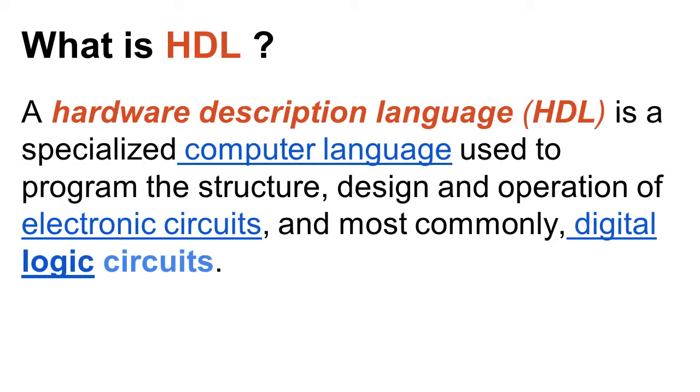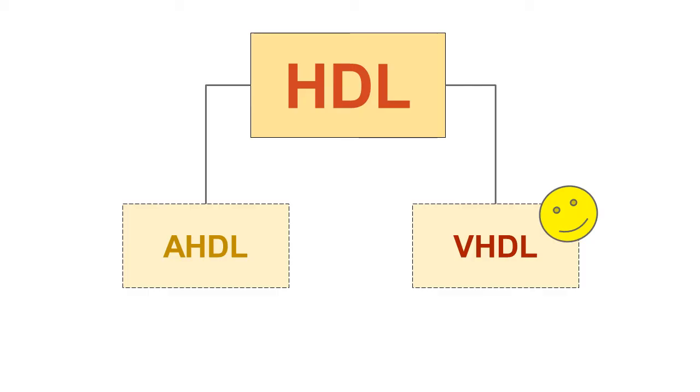Now that we have understood how the logic circuits work, let's move to HDL. A hardware description language, or HDL, is a specialized computer language used to program the structure, design, and operation of electronic circuits, and most commonly, digital logic circuits. HDL is divided into two types of language, VHDL and AHDL. For this demonstration, we are going to use VHDL to convert a circuit into a programmable code.